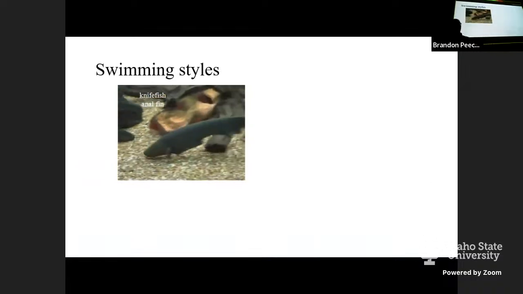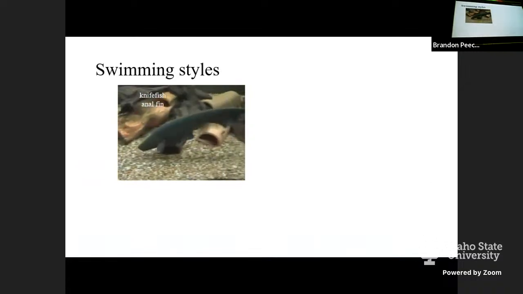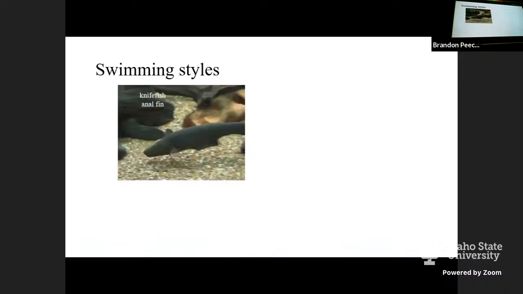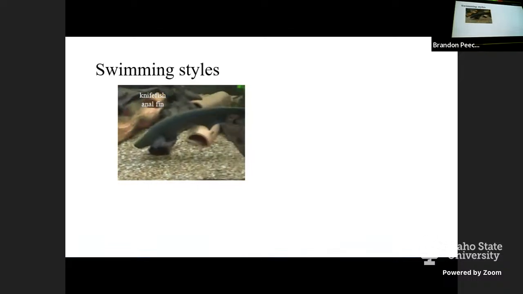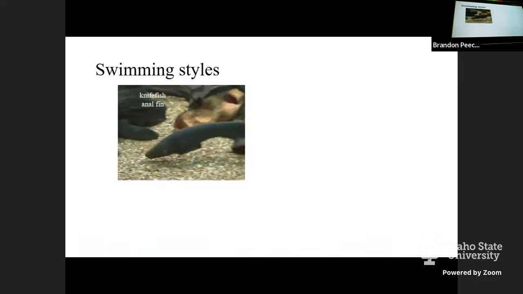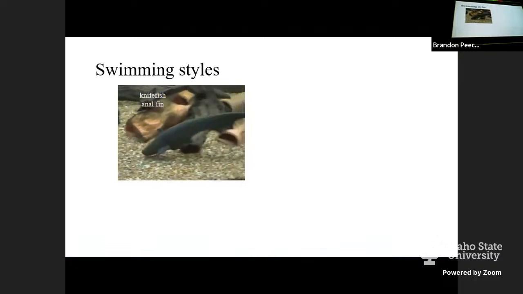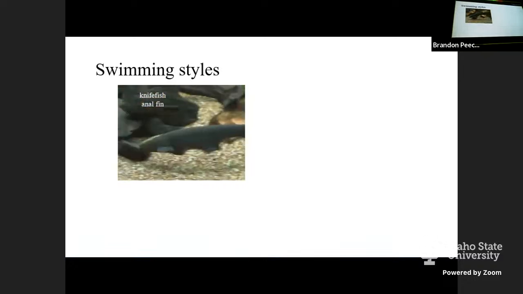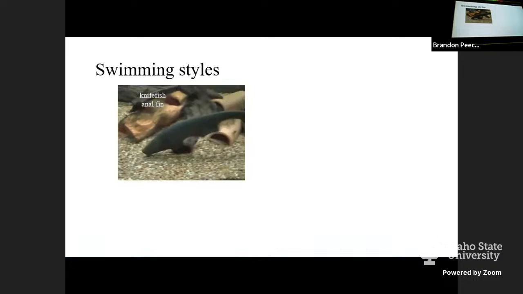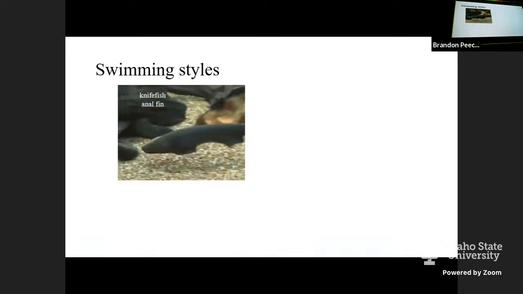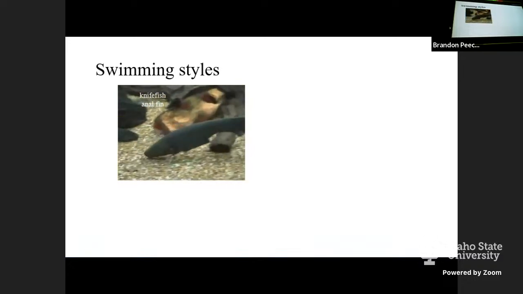I want to show you a bunch of different fishes swimming in their own fun ways. I'll let you take it in one at a time. There's a knife fish swimming backwards with its anal fin. So it is not using its vertebral column. It is not using its myomeres, the muscles of its body. It's creating a wave of movement on one of its fins, in this case its anal fin, to move through the water.